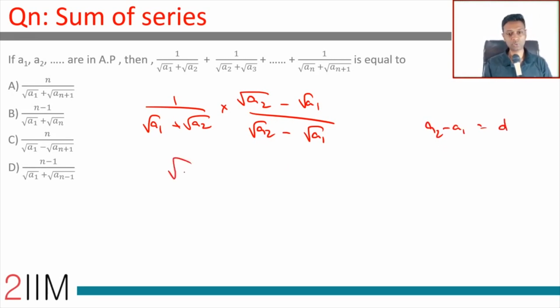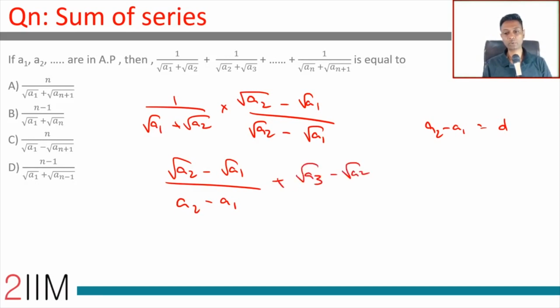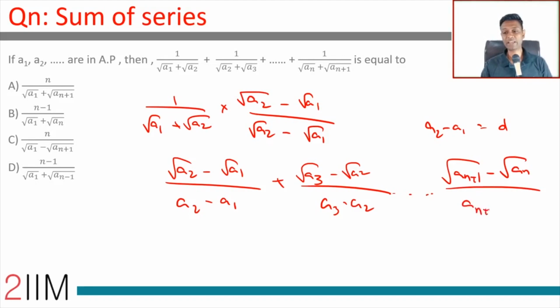Wonderful. So this is square root of A2 minus square root of A1 by A2 minus A1 plus square root of A3 minus square root of A2 by A3 minus A2, all the way till square root of An plus 1 minus square root of A1 by An plus 1 minus An. Brilliant. This denominator is equal to common difference. So we have 1 by common difference into root A2 minus root A1 plus root A3 minus root A2, all the way till here.